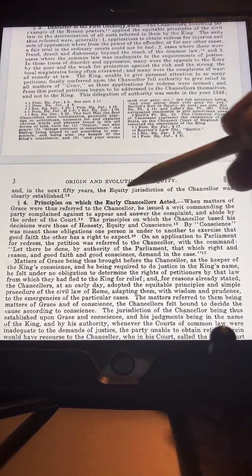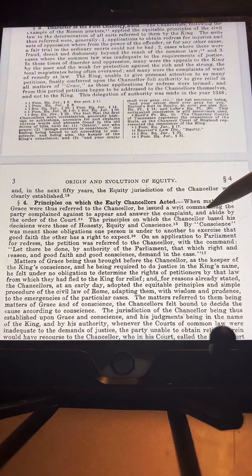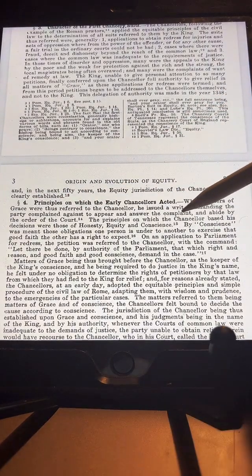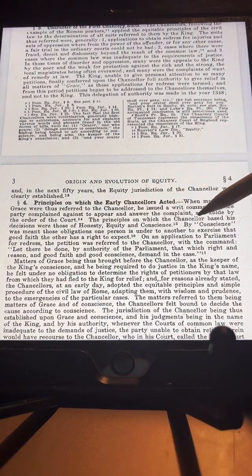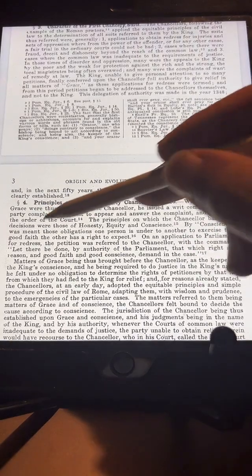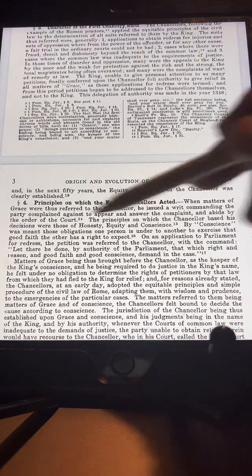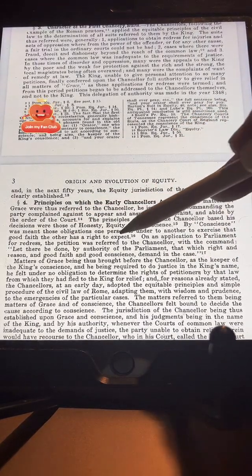A writ commanding the party complained against to appear and answer the complainant and abide by the order of the court. The principles on which the chancellor based his decisions were honesty, equity, and conscience. By conscience was meant those obligations one person is under to another to exercise that good faith the other has a right to expect, right?